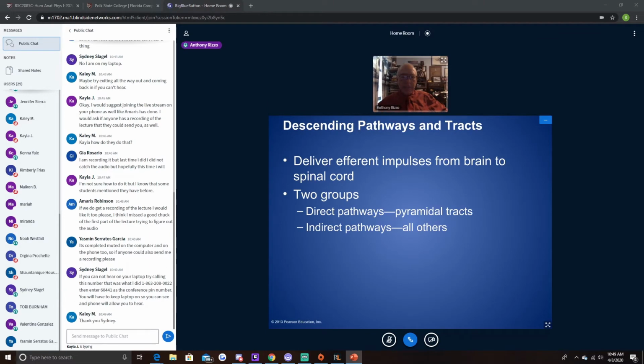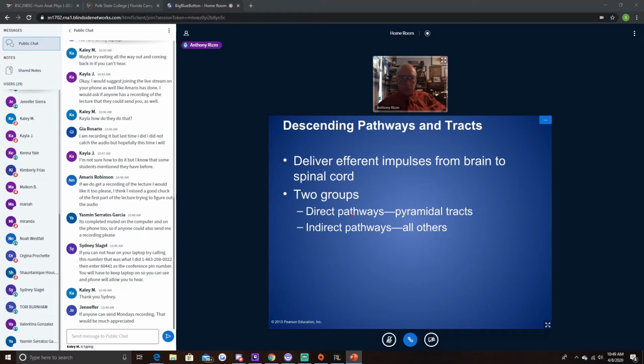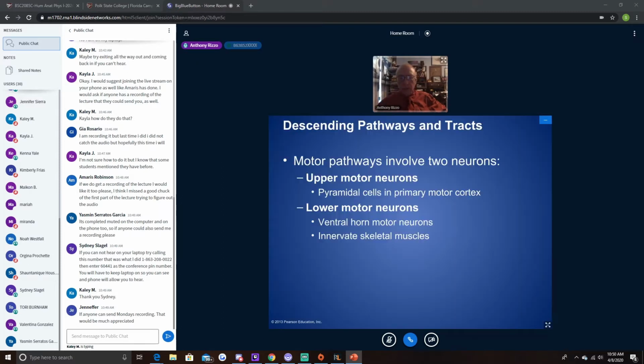The descending pathways carry impulses from your brain, motor impulses from your brain, down your cord to your body. And we have two pathways when we talk about that. We have the direct ones and the indirect ones. The direct ones are pyramidal, and the indirect ones are all the other tracks. Let's see what he's talking about.